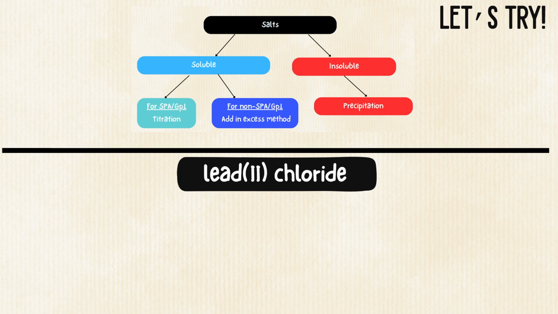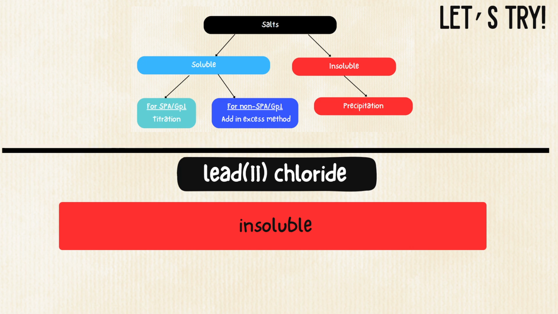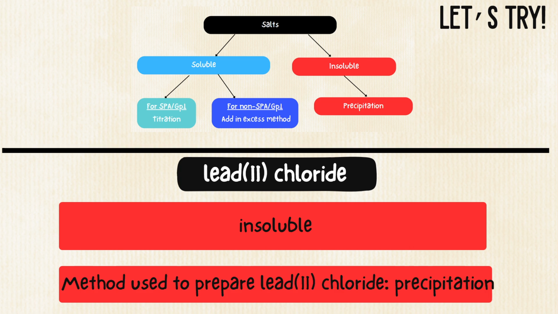Now what about lead-2 chloride? So all chlorides are soluble except lead-2 and silver. So this tells us that lead-2 chloride is an insoluble salt. So the method that we use to prepare lead-2 chloride would be precipitation.